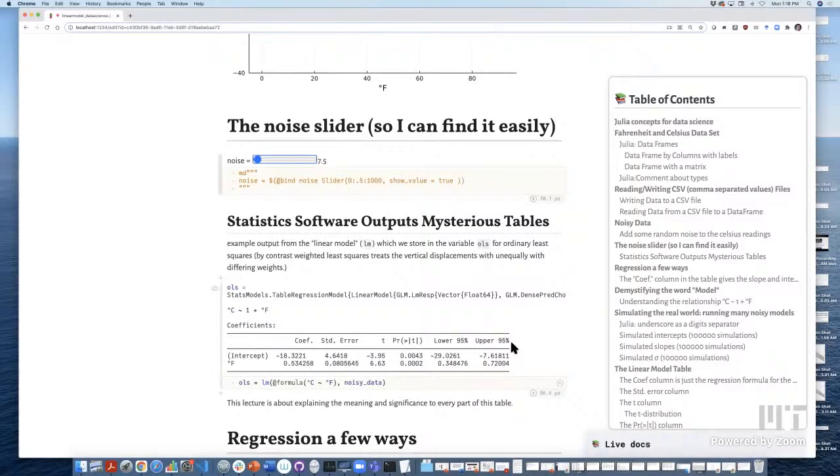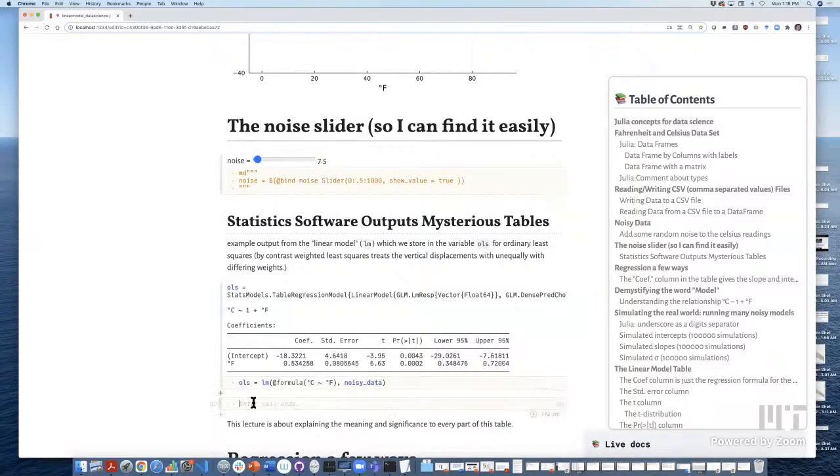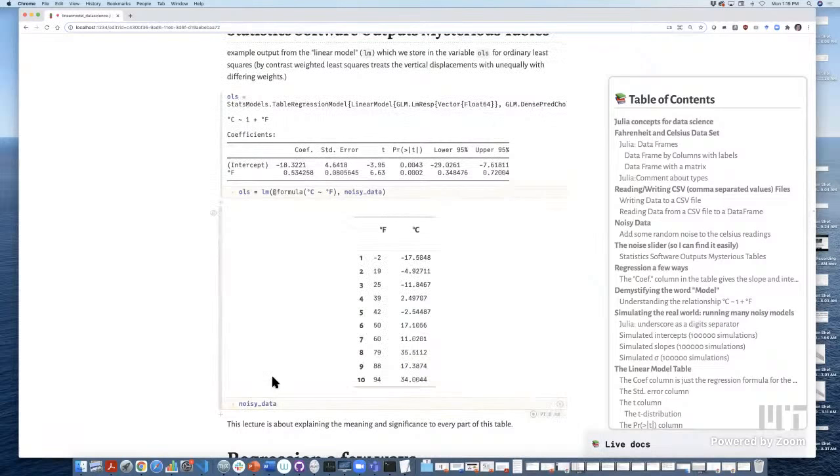So first of all, to get things started, let me point out that we're going to use the noisy data, the very same here. Let's put it back over here so you can see it. All right, the noisy data is exactly that data frame that we saw before. It's a table of 10 Fahrenheits and 10 centigrades that come with noise.